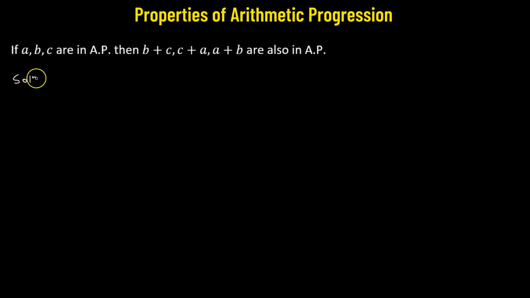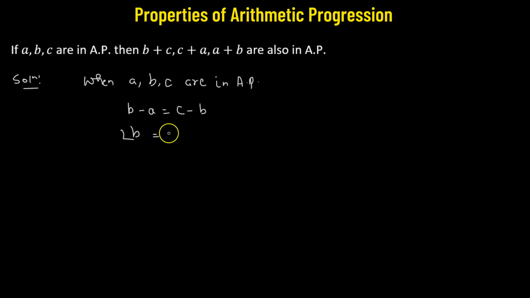So let's begin. Whenever we say that a, b, and c are in arithmetic progression, that would mean they must have a common difference. Meaning, if we take b minus a, this must be equal to c minus b. Or simply put, we have 2b equals a plus c. Let's label this as number 1. This is a property of three numbers that are in arithmetic progression.